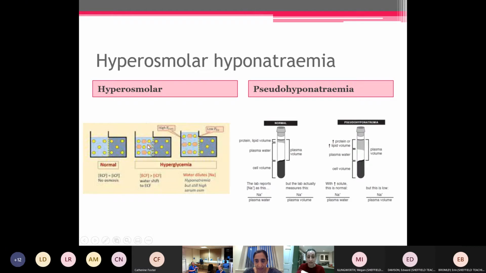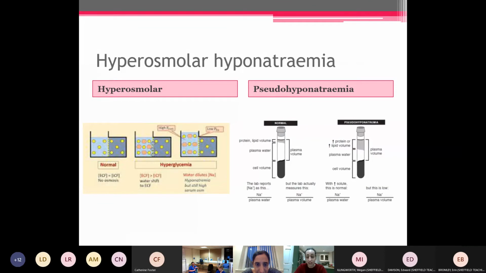And that therefore means that you've just got more stuff in there, and essentially the water then dilutes down your sodium. So you've got exactly the same amount. You can see there's 5 salts there, and you've got 5 salts here. You've got the same amount of salt, but when they take the blood, it will come out as low.